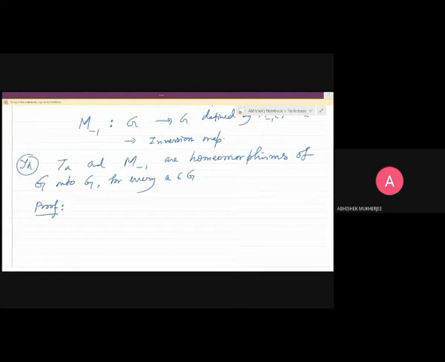এটা তোমরা নিজেরা করো। What do you mean by a homeomorphism? That is, the maps are continuous, these are bijections, and their inverse maps are also continuous. Check this.